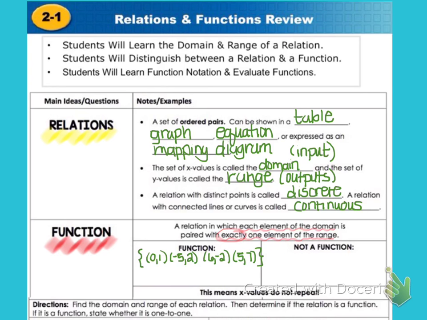Notice this one happens to be a discrete relation, but we have four ordered pairs, and notice in each case there was a unique x value that's paired with a unique y value. So there's exactly one element of the domain mapped to one element of the range.